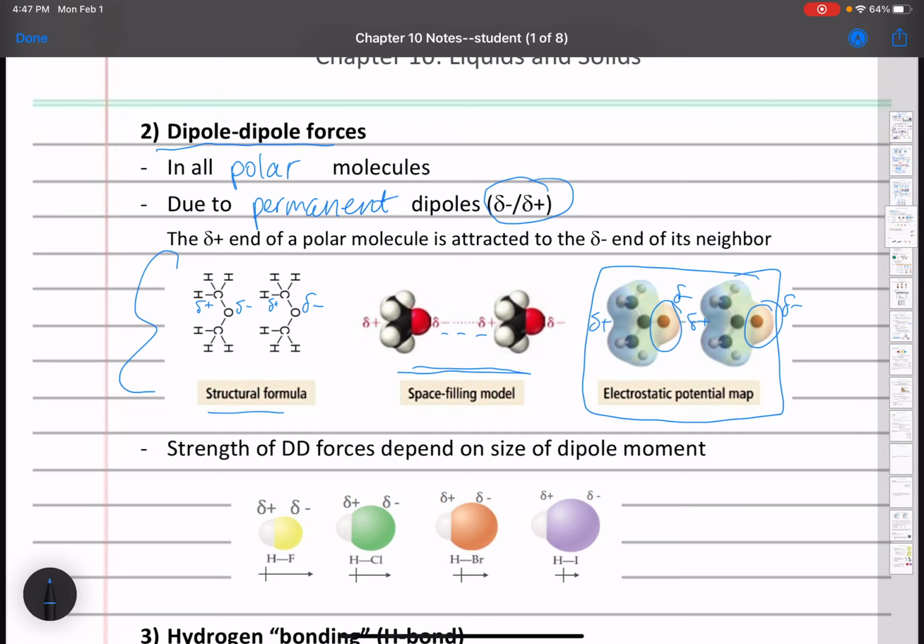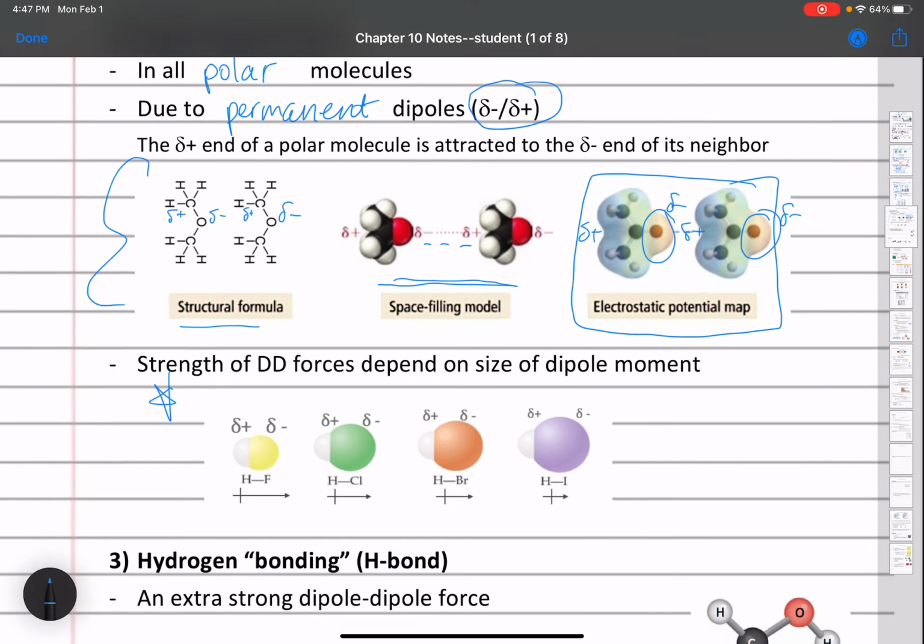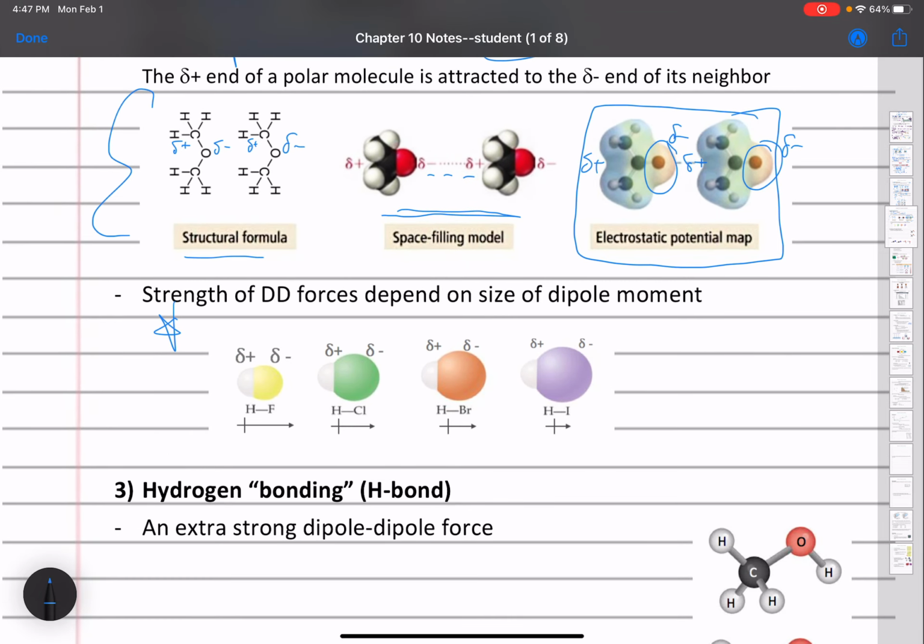Granted, it depends on a lot of factors like size and the strength of the dipole moment. So different atoms have different electronegativities, and so the size of that dipole moment, or the strength of their pole, is going to be different. So if we look at the halides here, HF, HCl, HBr, and HI, these are all group 7 halogen elements.